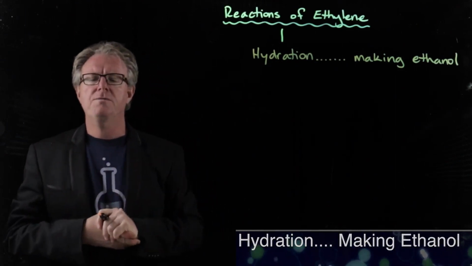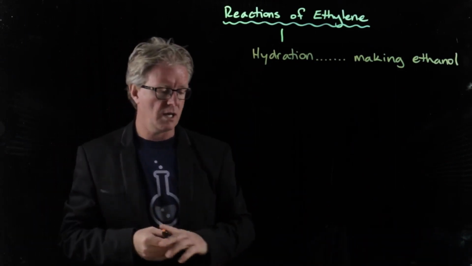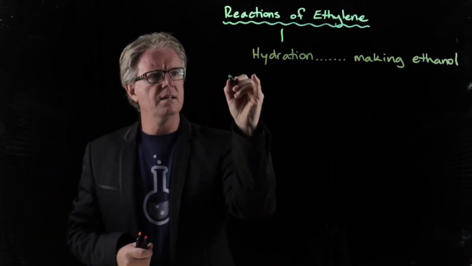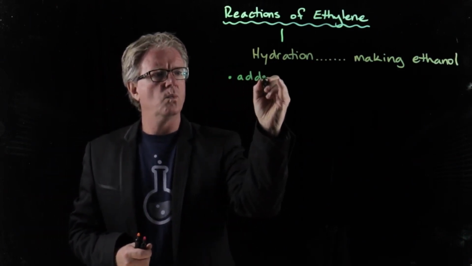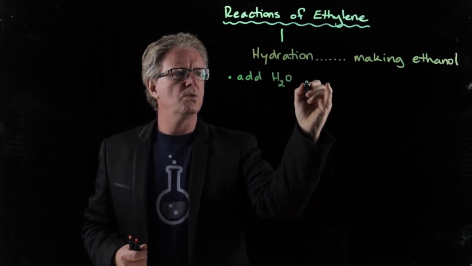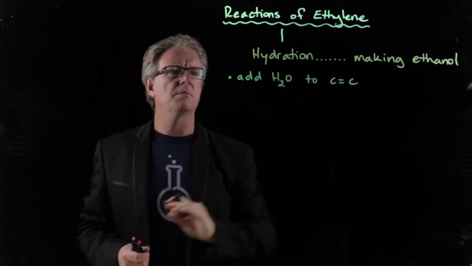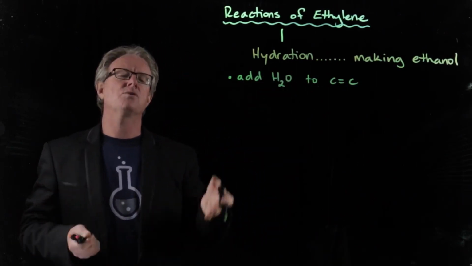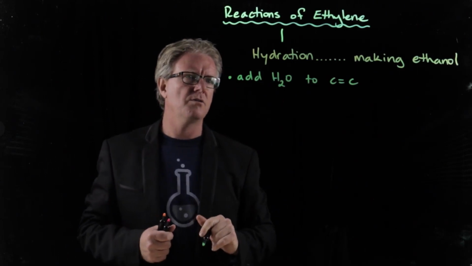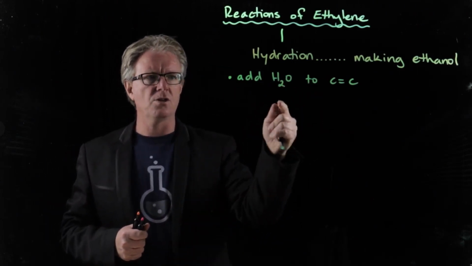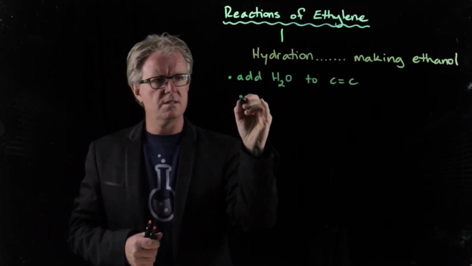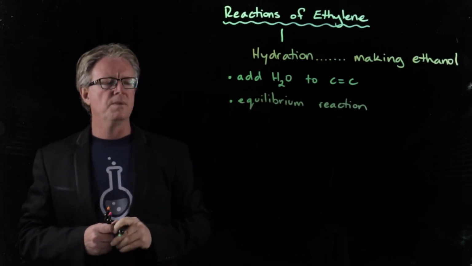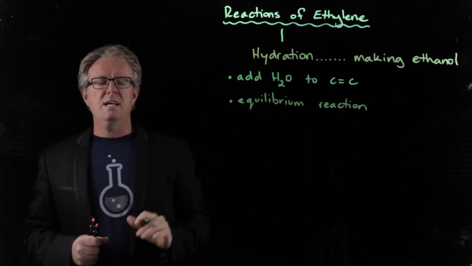Now, when we make ethanol from ethylene, it's called a hydration reaction. What we're going to be looking at here is adding water to a carbon-carbon double bond. Because we're adding water, it's called a hydration reaction, right? You need to hydrate, drink some water. So we're going to be doing some hydrating here in terms of making ethanol. Now, what actually happens is it's an equilibrium reaction. We're going to delve into that and really understand this.